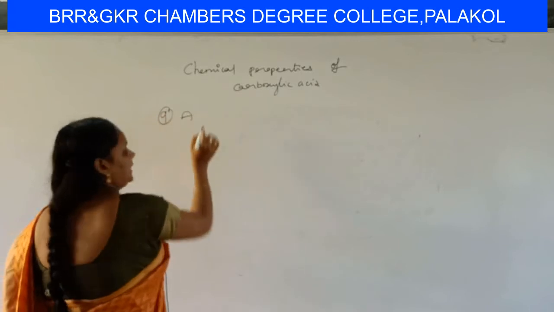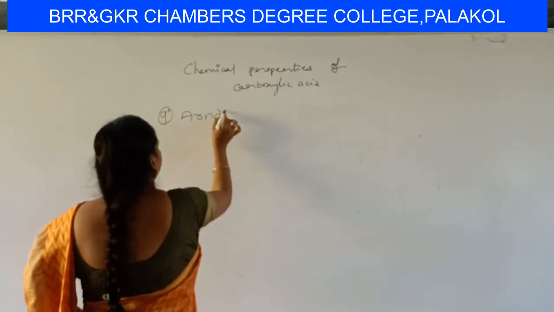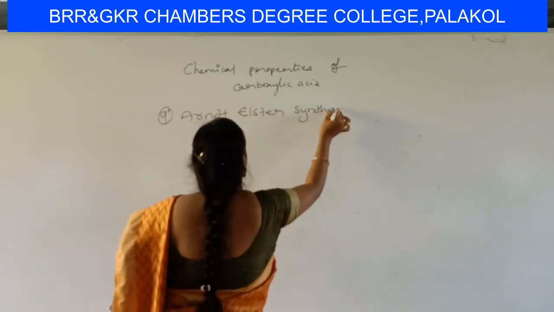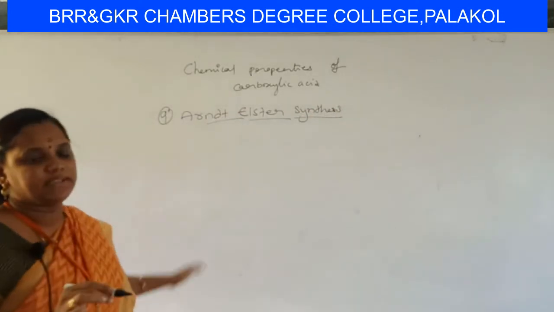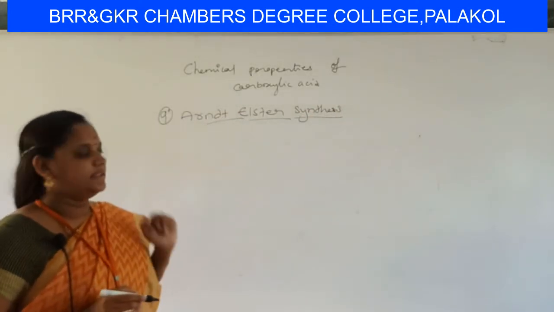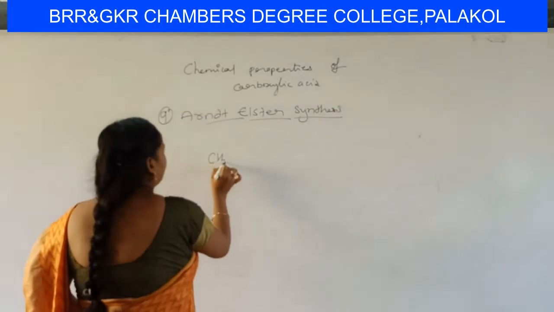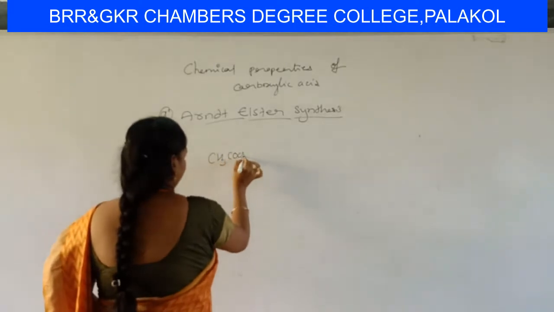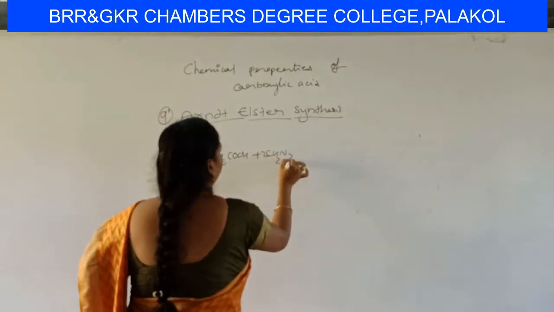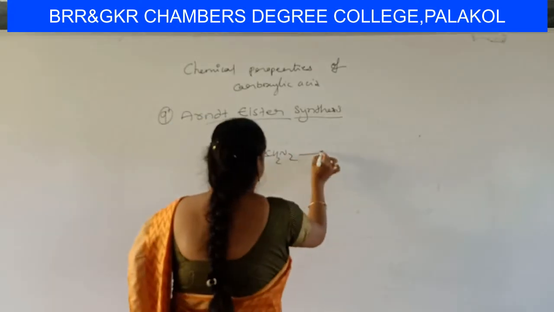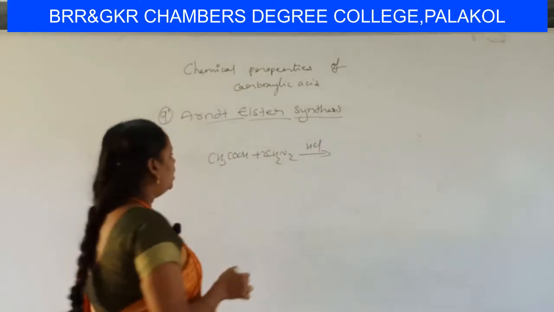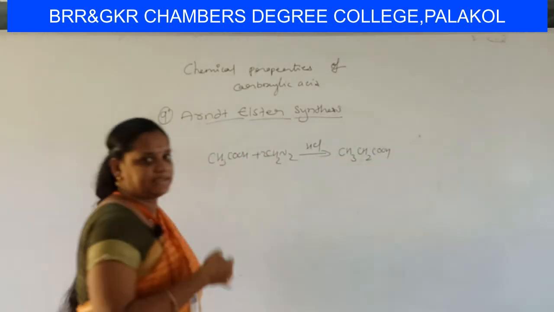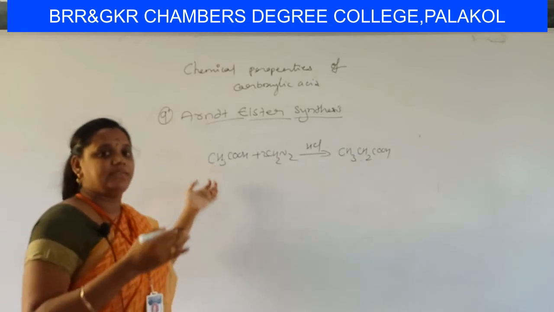Ninth reaction, right students? Under Arndt-Eistert synthesis. The next reaction is under Arndt-Eistert synthesis. What happens here? We will take carboxylic acids and treat it with 2 moles of diazomethane in the presence of HCl to form the next higher homolog of the carboxylic acid which has been taken.